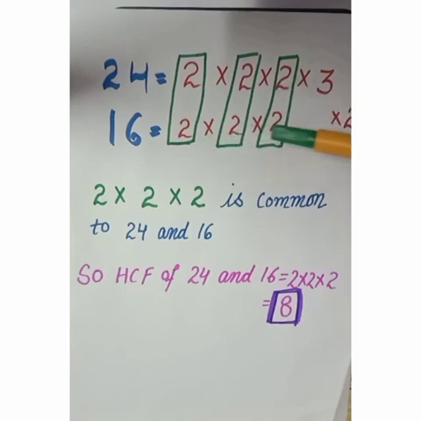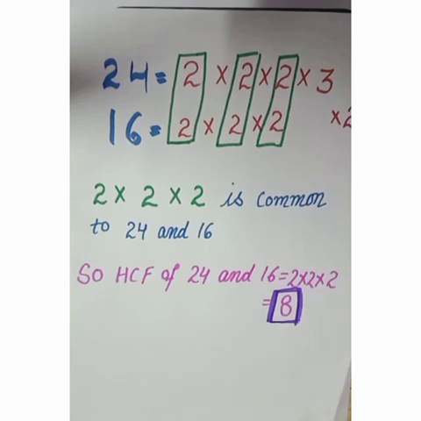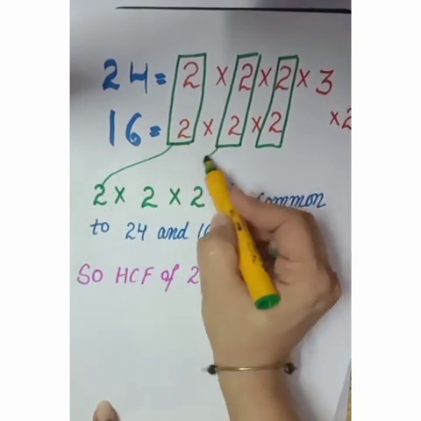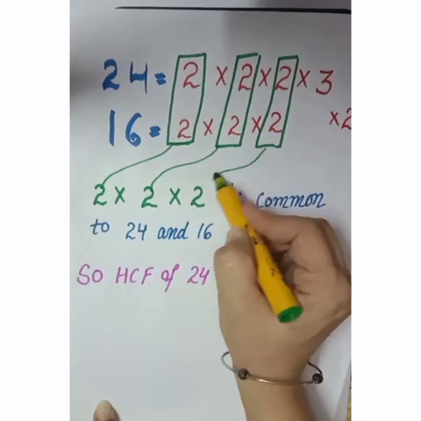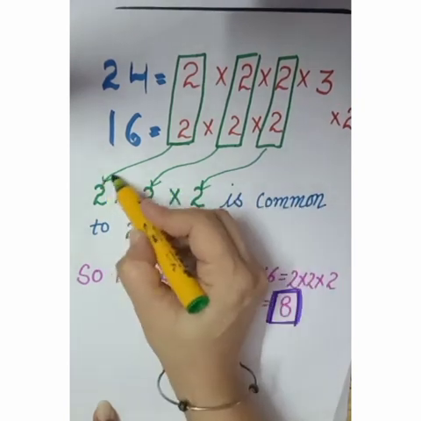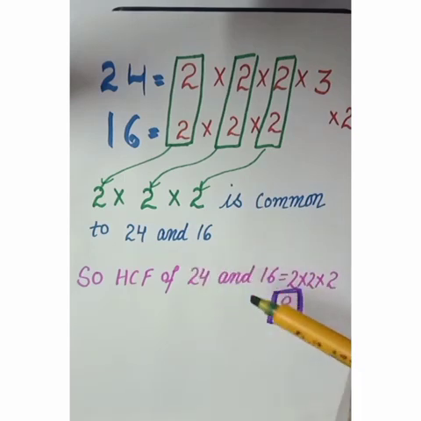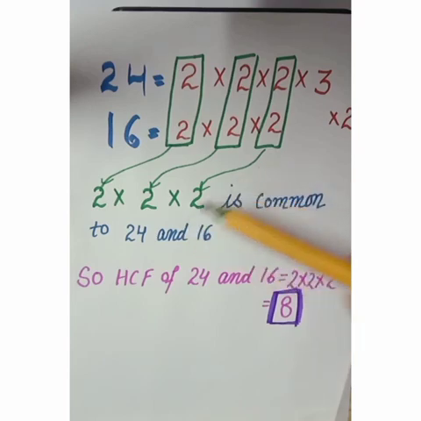So we got 3 groups. From each group we will take one number. From this group I took 1, 2 here. From this group I took 1, 2 here. And from this group I took 1, 2 here. So I got 2 multiply 2 multiply 2, which is common to 24 and 16. So the HCF of 24 and 16 will be the product of all these 2s. Then 2 multiply 2 multiply 2, and we'll get the HCF as 8 over here.